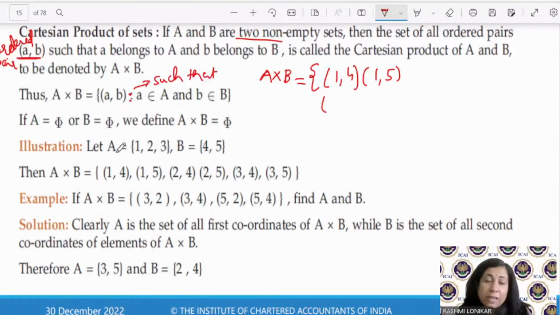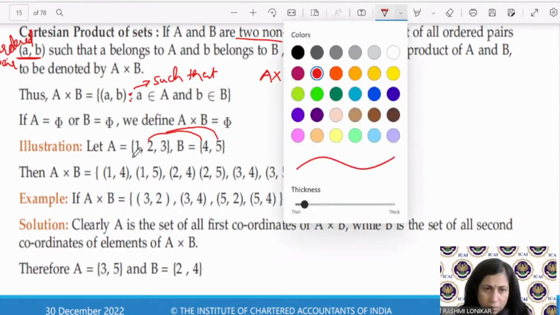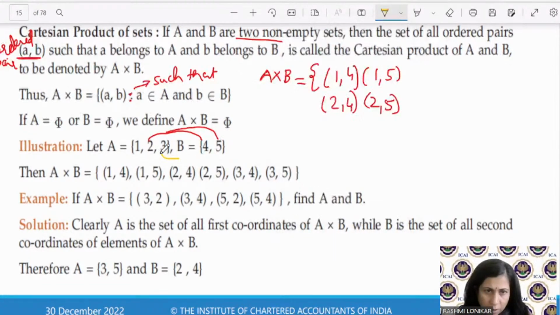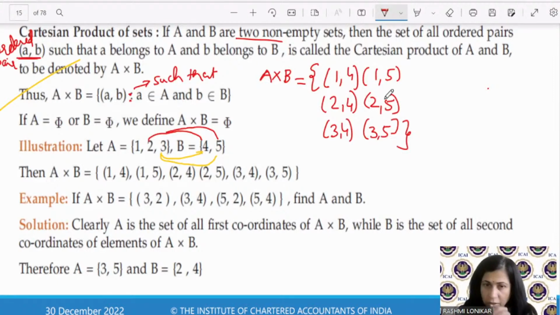Then let me take the second element of set A, that is 2. (2, 4) and (2, 5). Then (3, 4) and (3, 5). Okay. (3, 4) and (3, 5) will be the Cartesian product. Okay. So this is one way.